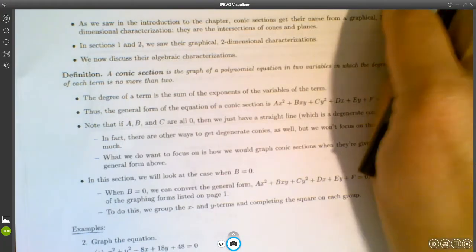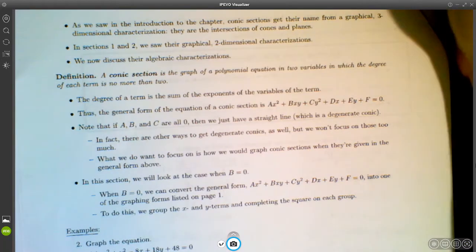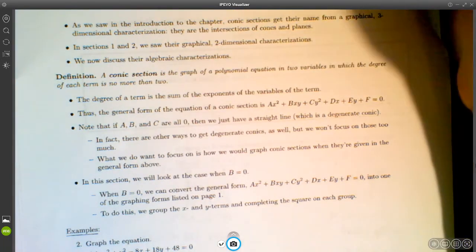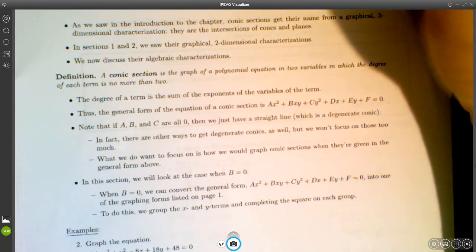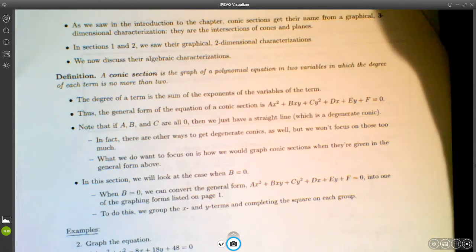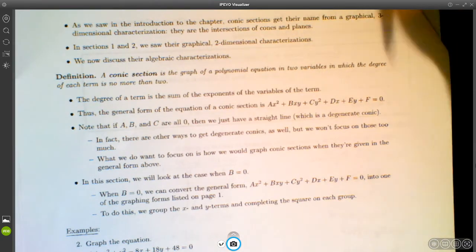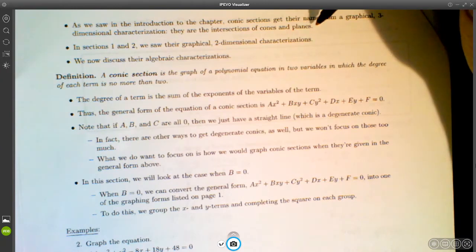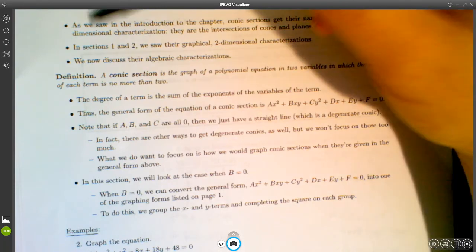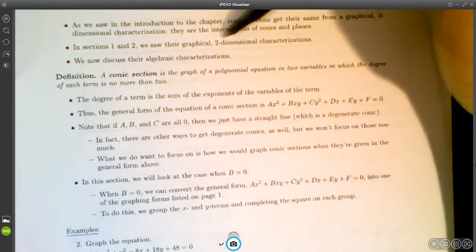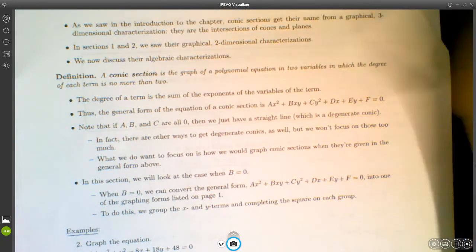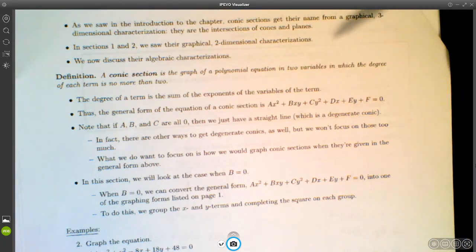As we saw in the introduction to the chapter, conic sections get their name from a graphical three-dimensional characterization. They're the intersections of two cones placed tip to tip with a plane, and depending on how far the plane tilts, you get all the different kinds of conic sections. In sections 1 and 2, we saw their graphical two-dimensional characterizations. Let's talk about their algebraic characterizations now, if you're just looking at their equations.